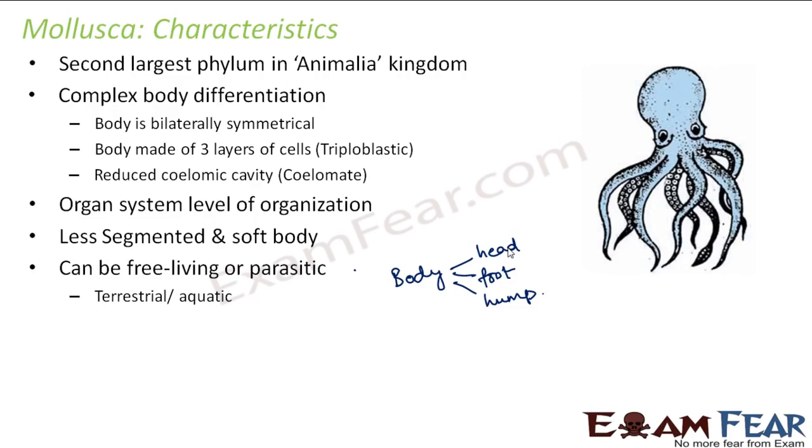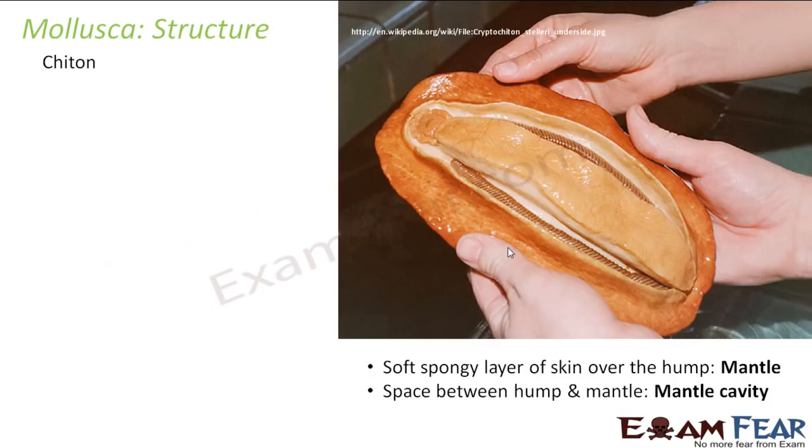Talking about their mode of nutrition, they can be free living or parasitic. They can be terrestrial as well as aquatic. However, most of them are aquatic. They are mobile and their mobility is because of the presence of the muscular foot. So let us look at the structure of Mollusca. This is how the structure of a Mollusca looks.